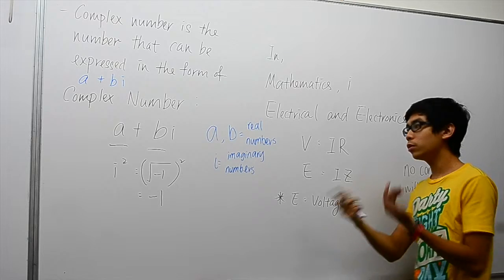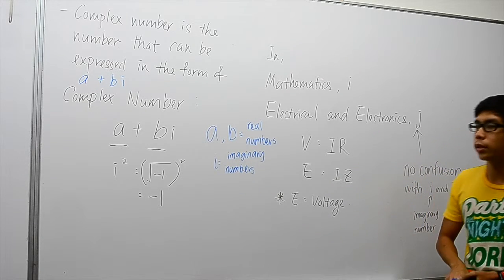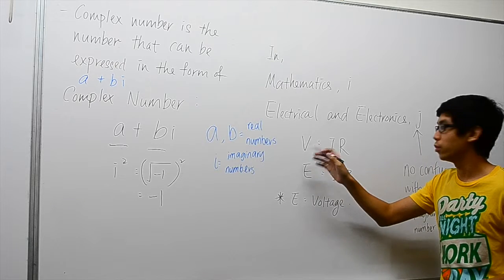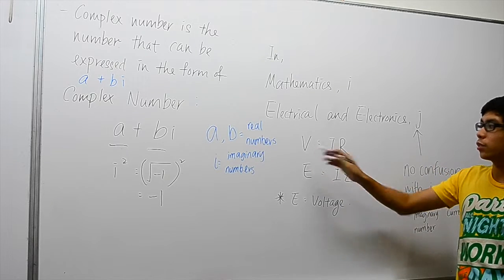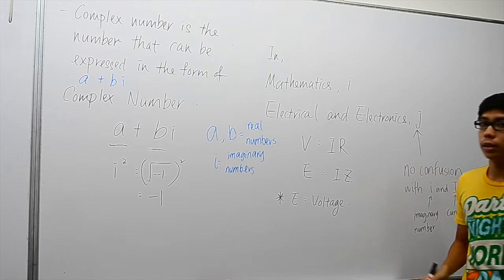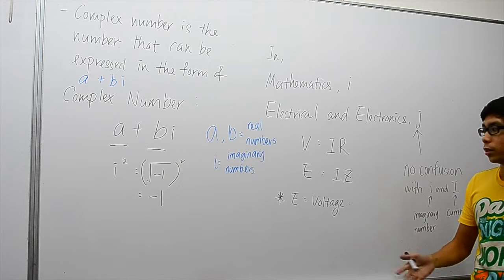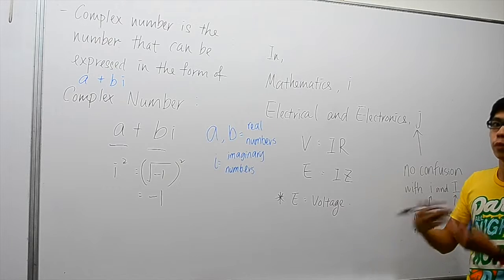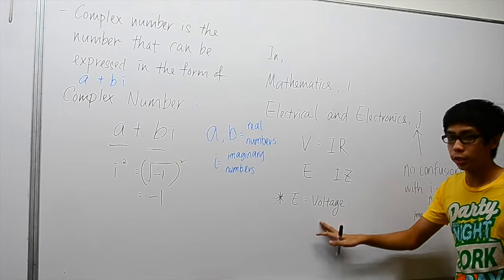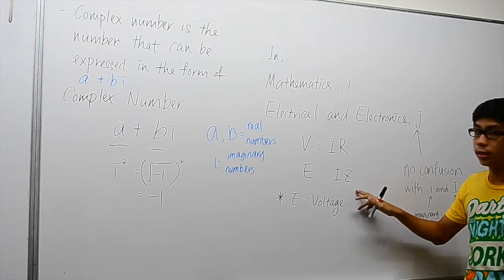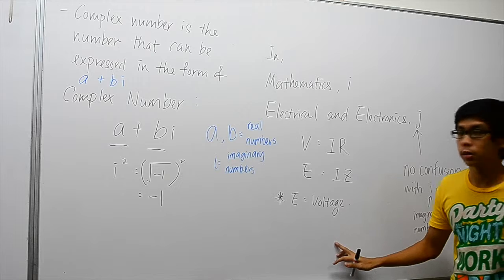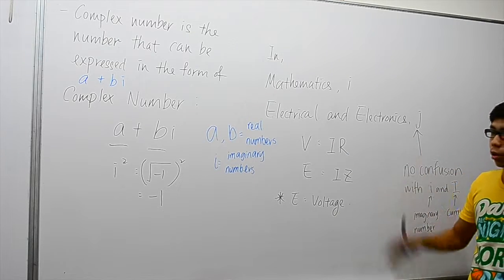As we know in basic physics, there's an equation in electrical and electronics that is V equals IR. V stands for voltage, I stands for current, and R stands for resistance. But in electrical and electronics engineering, it is written another way, which is E equals IZ. E is voltage, I is current, and Z is the impedance, which is also known as resistance, but in electrical and electronics they call it impedance.